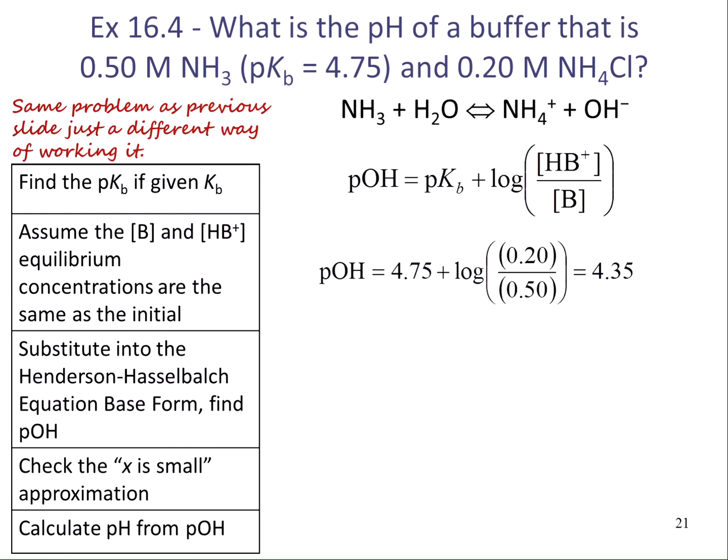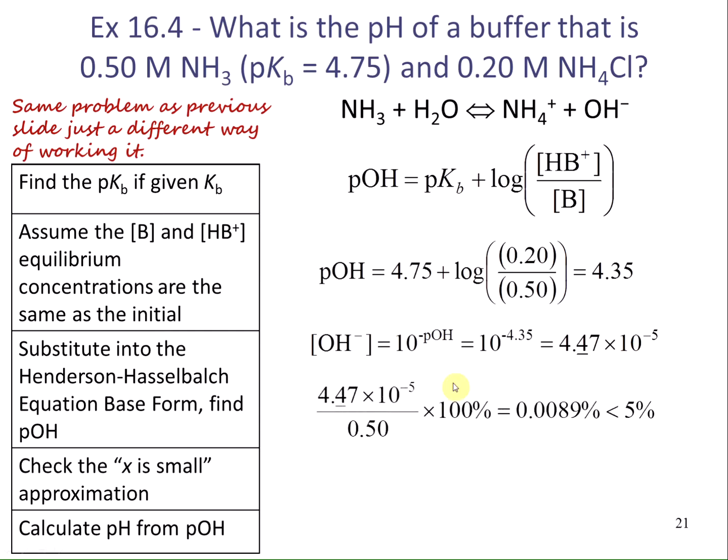So I plug in my pKb value, that 4.75, and the log of my acid over my base, so 0.2 over 0.5, and I get a pOH value of 4.35. Again, I can solve for my hydroxide concentration just to check that my approximation is valid. The hydroxide concentration over the initial base concentration times 100 gives a value much less than 5, so I'm okay with the approximation that's built into the Henderson-Hasselbalch equation.